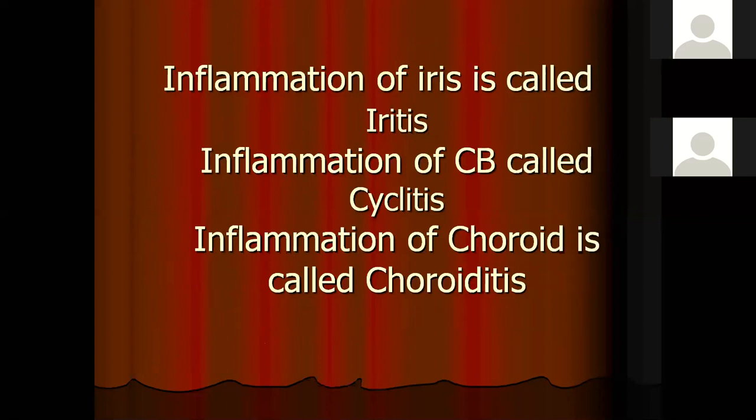Now we know the three parts of the uveal tract. If there is inflammation of the iris, it is called iritis. Inflammation of the ciliary body is called cyclitis. And the inflammation of the choroid is called choroiditis.